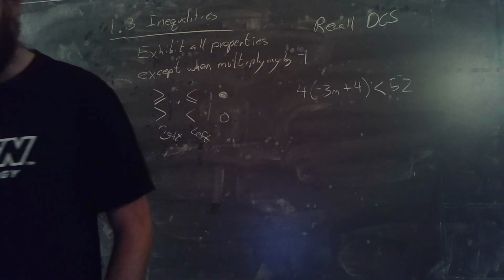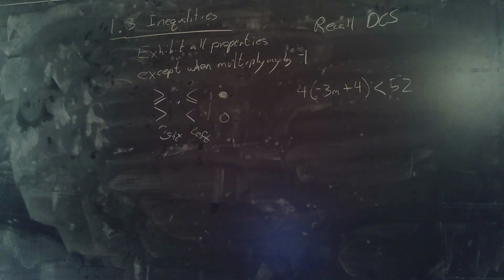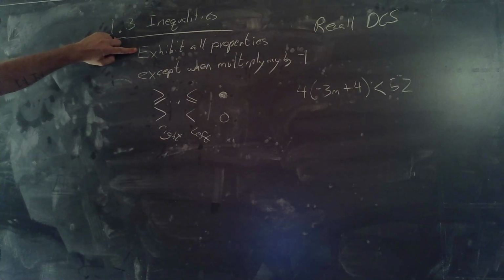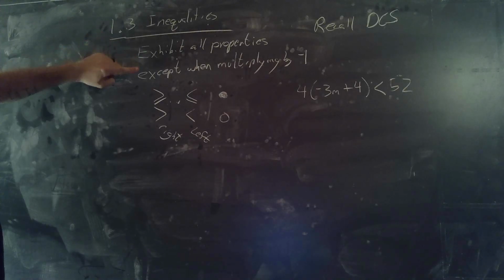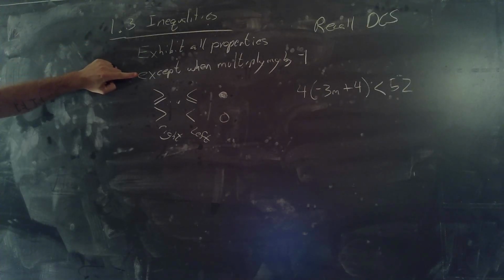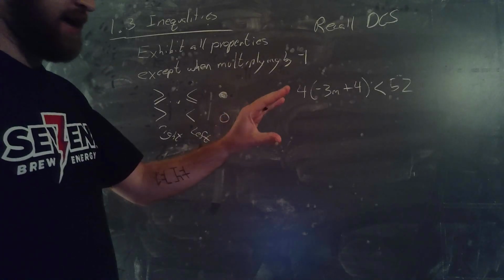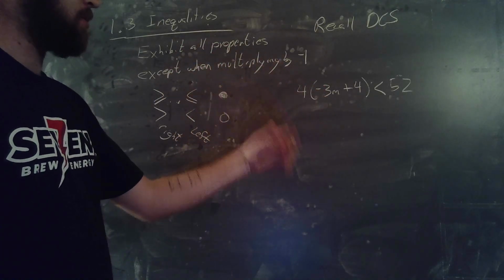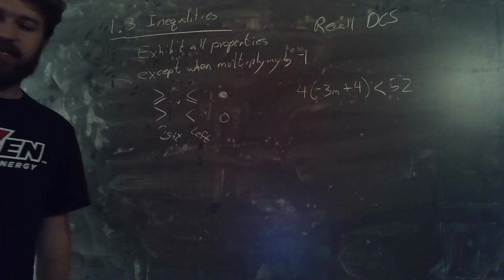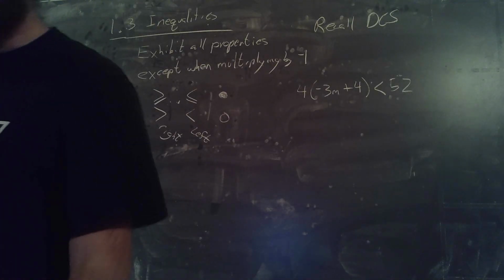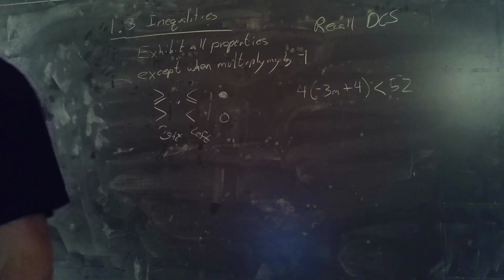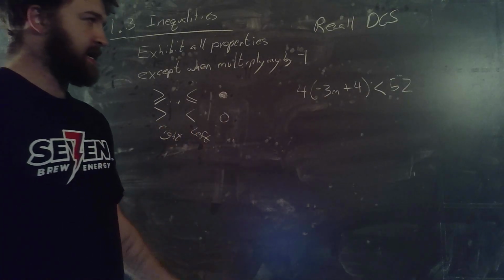So the very first thing we want to do is look at what kind of equality or inequality we have. So since I see a less than symbol, I know that this problem is going to exhibit all the properties of equality, except that when I multiply or divide by a negative number, I'm going to have to flip the direction that the symbol faces. And then I solve the rest of this inequality the same way we did in section 1.2. So we'll start with DCS.